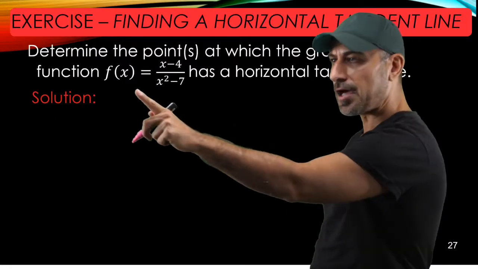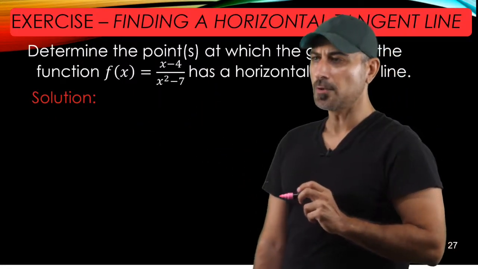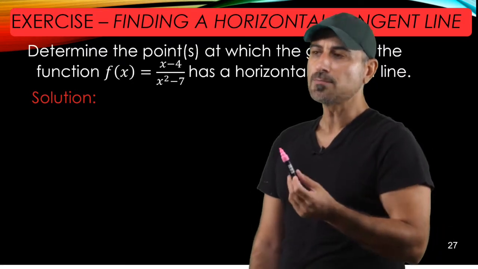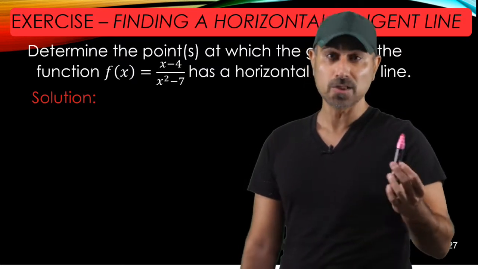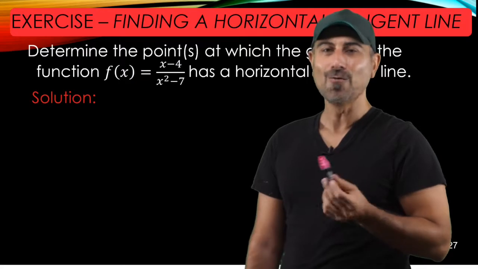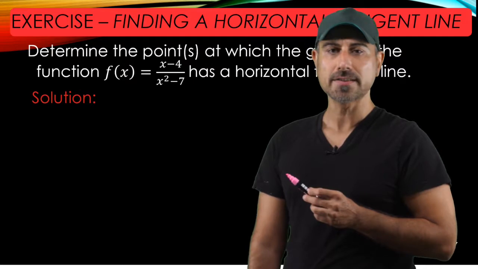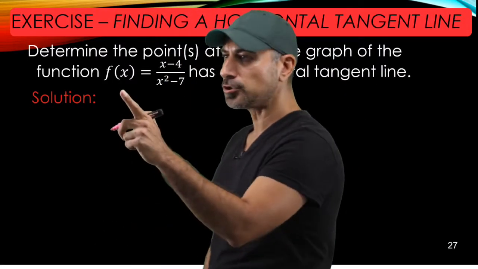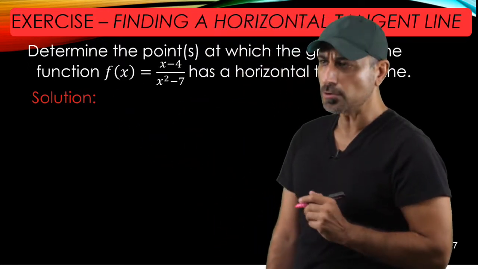We're going to find f prime, and f prime is going to tell us the slope of the tangent line to the function for any x, but we're going to particularly find the x's for which f prime, which is the slope, is equal to 0. Once we determine the point, we're going to write down the point-slope form of the horizontal tangent line. The first thing is to find the derivative of this function by using the quotient rule.